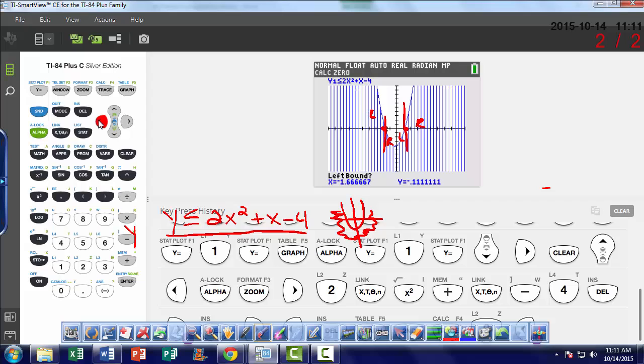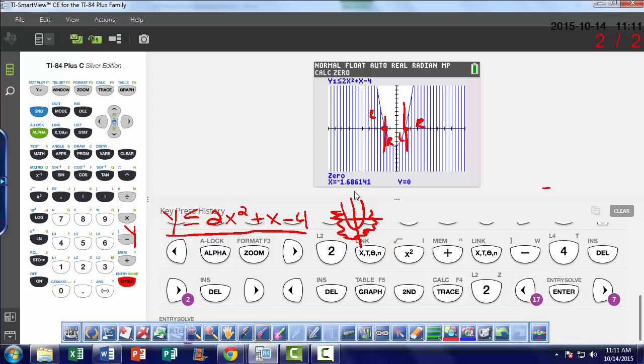My calculator's moving a little slow. Okay, that's good. When it stops moving, I'm going to hit enter. Enter. Now we're going to go to the right of it. Okay, hit enter again. This is where the 0 is at. So round this to the nearest tenth. I'm just going to write it off to the side here. So we get x equals negative 1.7.